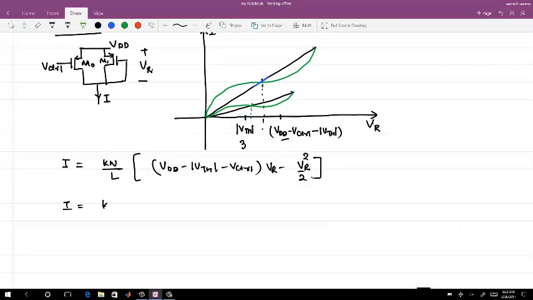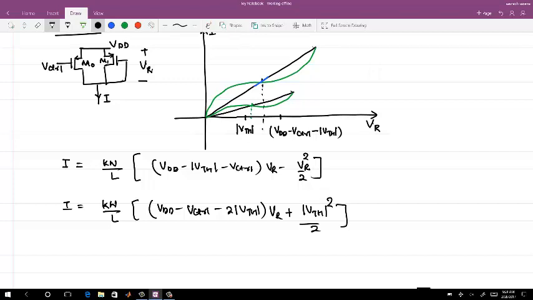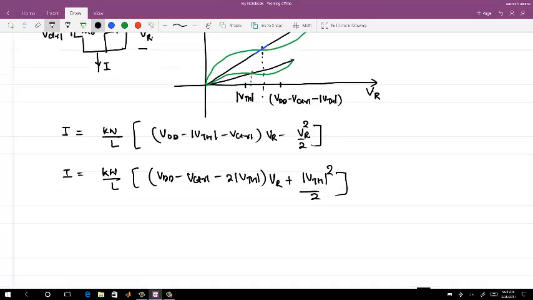So the other one is kW by L into (VDD minus mod VTH), sorry, there's another V control. I'm just writing it so that we see whether the derivative is continuous or not. That's the thing, whether the derivative is jumping: VR plus mod VTH squared by 2.